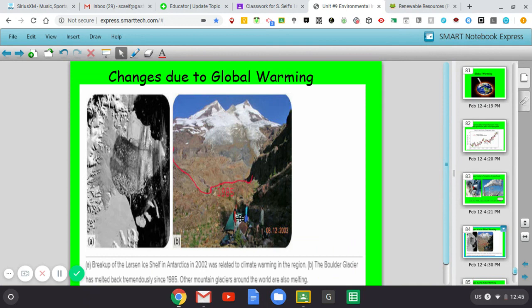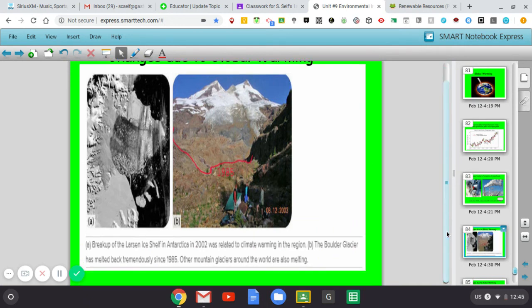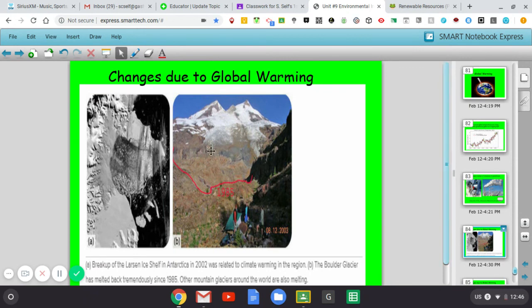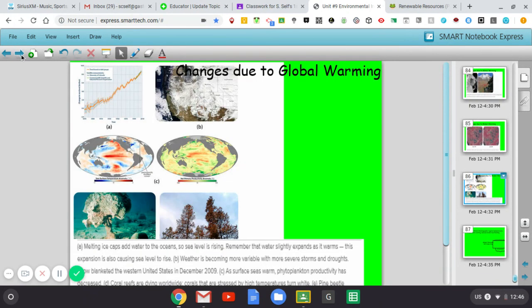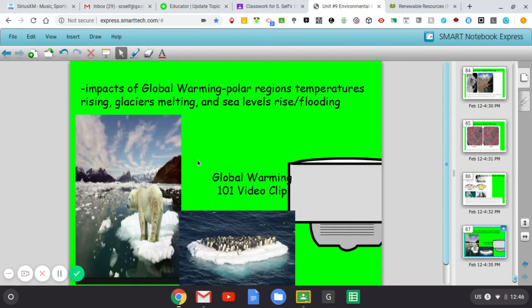Changes due to global warming. Okay, we have glaciers and things like that melting. And I wanted to show you this too. The impacts of global warming. Polar region temperatures are rising, causing glaciers to melt. That can also cause sea levels to rise. And if you think about these species and they need that area, that cold environment to live in, then some of these species may become extinct later.